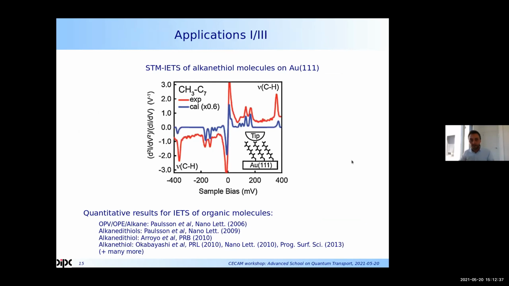A few examples. I would say that it has been applied for many types of organic molecules between metal electrodes. And here I show you an example where high quality experiments are compared with the output of an ab initio simulation for a specific alkane thiol molecule between gold electrodes. The quantity that is shown here is a direct comparison of the second derivative normalized to the first, and this is conventionally what we call the IETS signal. As you can see here, not only can we make a link between peaks related to specific modes of the molecule, but also the magnitude of the signal is relatively accurate, or say at least within an order of magnitude reproduced by the simulation.